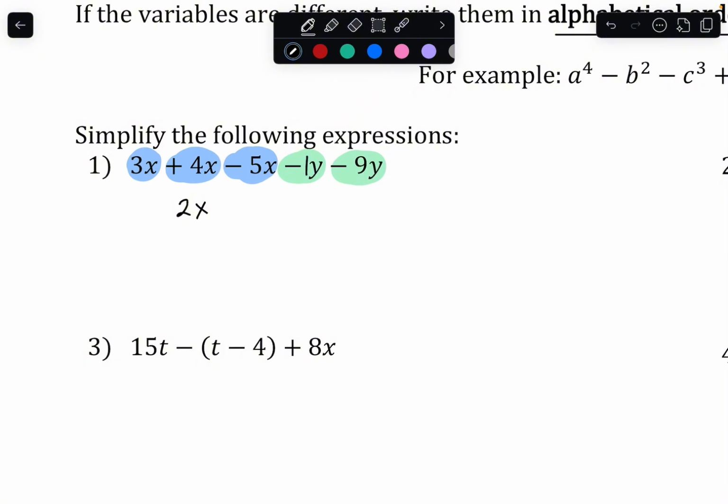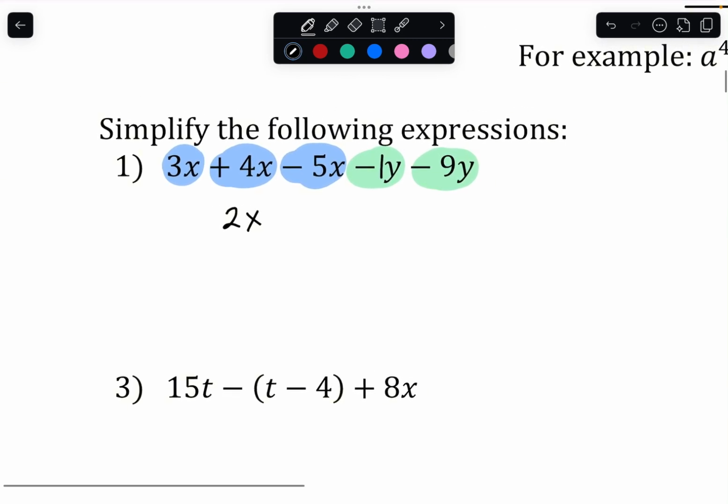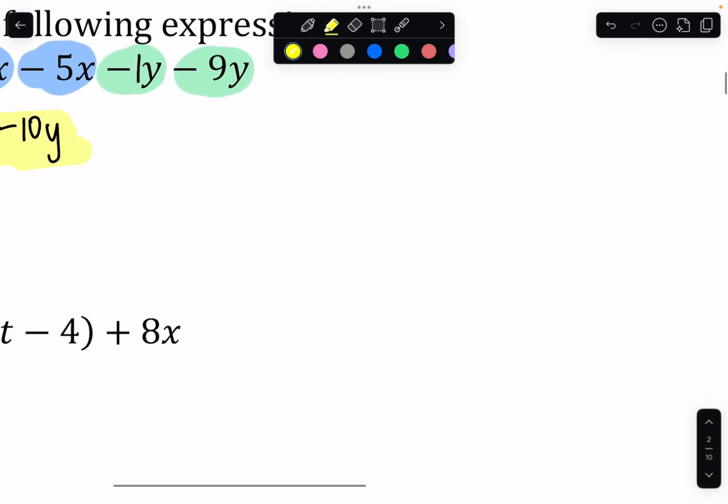If you like, I like to fill in the invisible 1. Whenever there's not a number in front, that coefficient is an invisible 1. And so if we have negative 1y and negative 9y, that gives us negative 10y's. X and y are not the same letter, so we can't combine those. And so our final answer would just be 2x minus 10y.